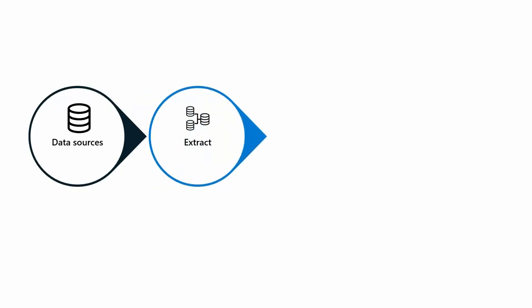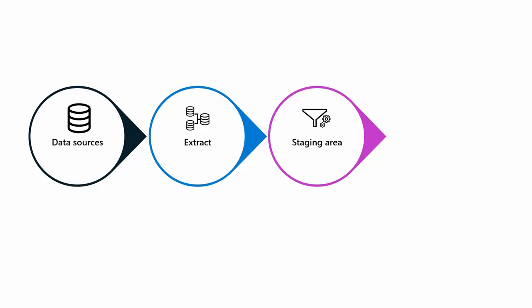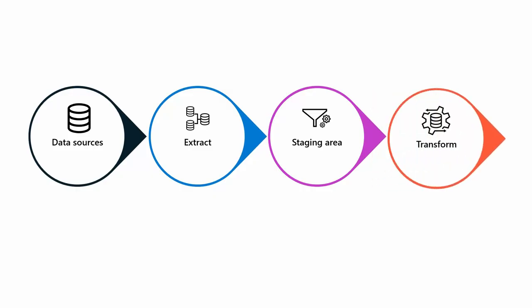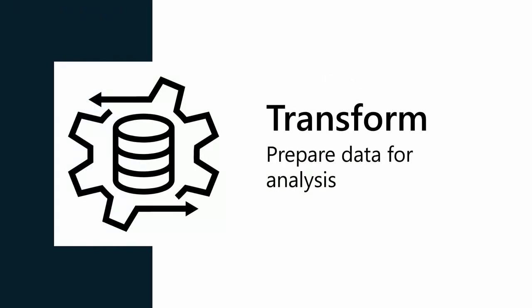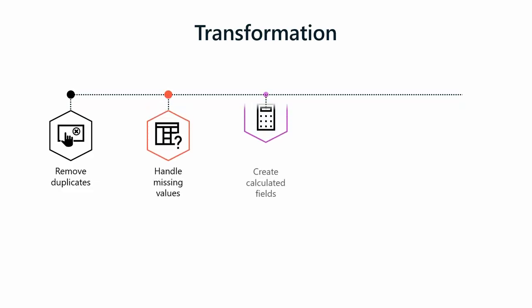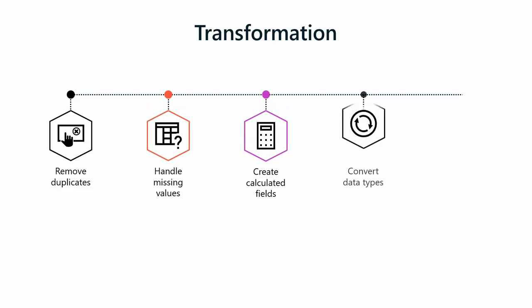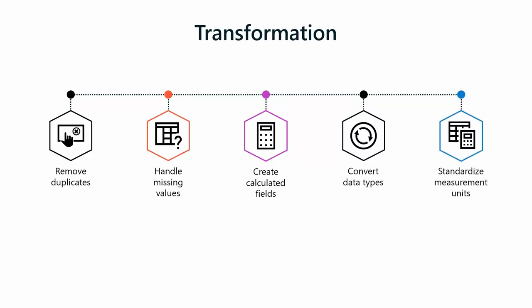Then you consolidate it into an easily accessible central location, often a temporary intermediate storage location known as the staging area, and prepare it for further processing in the next step. Once the data is extracted, the second step is to transform it. Transforming the data involves cleaning, structuring, and enriching the data to make it more suitable for analysis. This may involve removing duplicates, handling missing values, creating new calculated fields, converting data types, and standardizing measurement units.